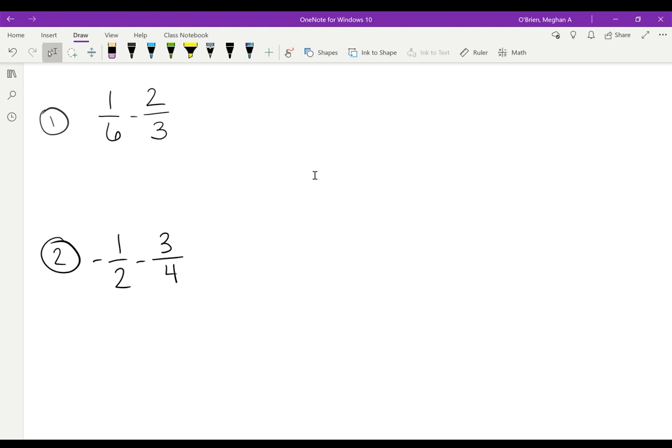Math is very visual. So when you look at 1/6, how much are you picturing? When you're thinking of 2/3, how much are you picturing? Like, how large is this?